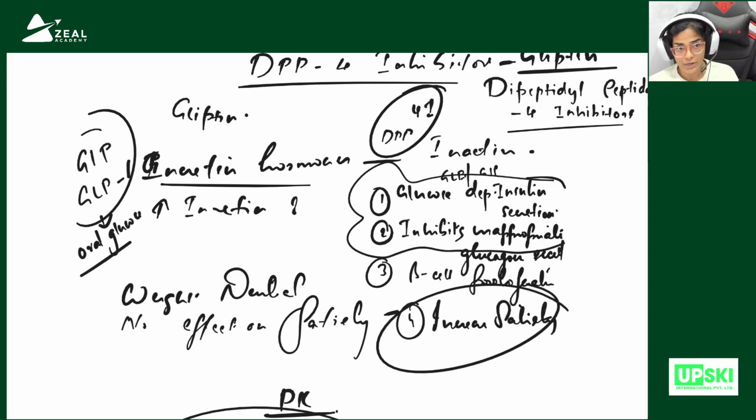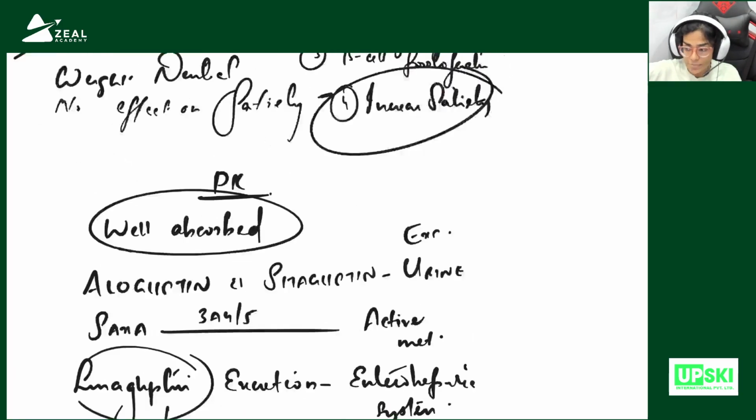The drugs, the oral drugs. Now, what are the drug names? Sitagliptin, alogliptin, linagliptin, saxagliptin. These are the different drug names. They are called gliptins because of the suffix in their names.